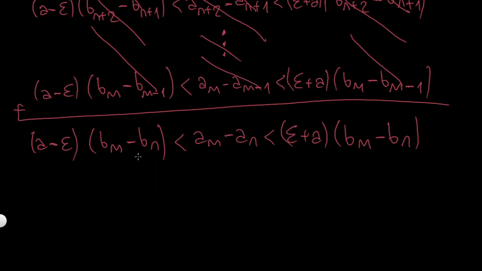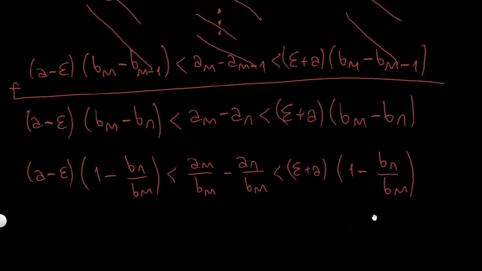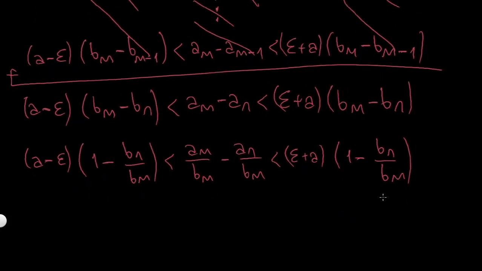We have a few options. So what we can do is just divide all sides by b_m, and we will get a_m over b_m. Okay, so again, b_m is positive because the b_n's were positive, so it's going to be 1 minus b_n over b_m. So I'm dividing all sides by b_m. And now I want to use that the limits of a_n and b_n as n goes to infinity.